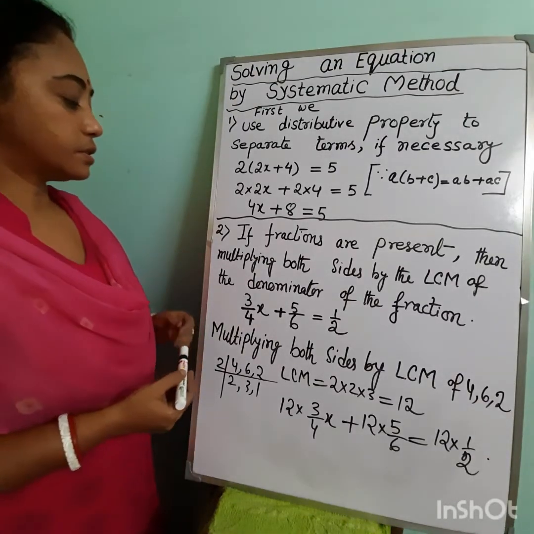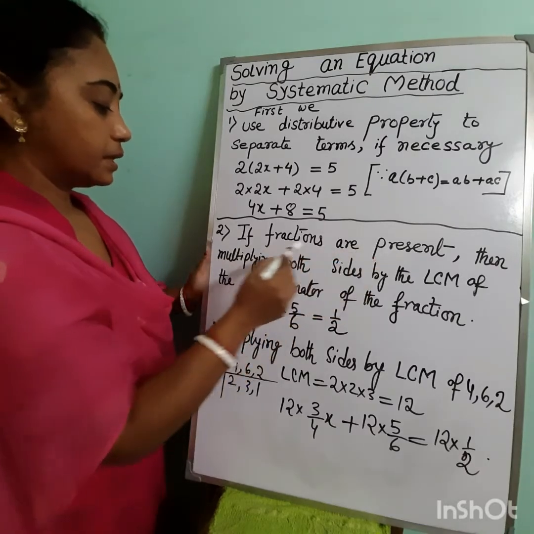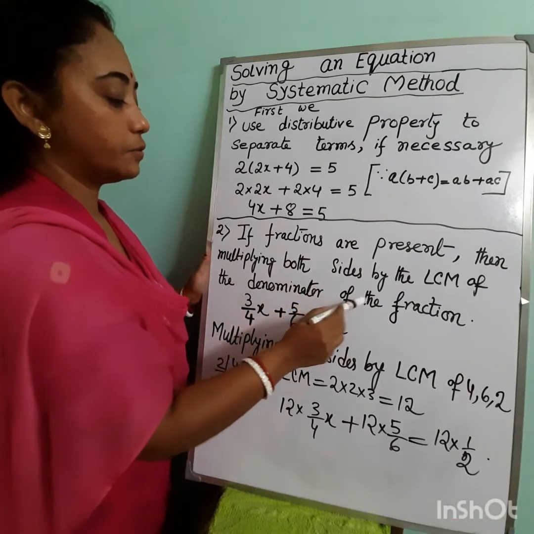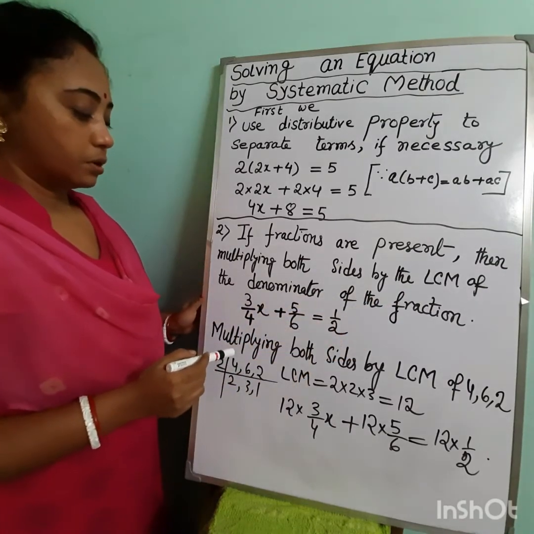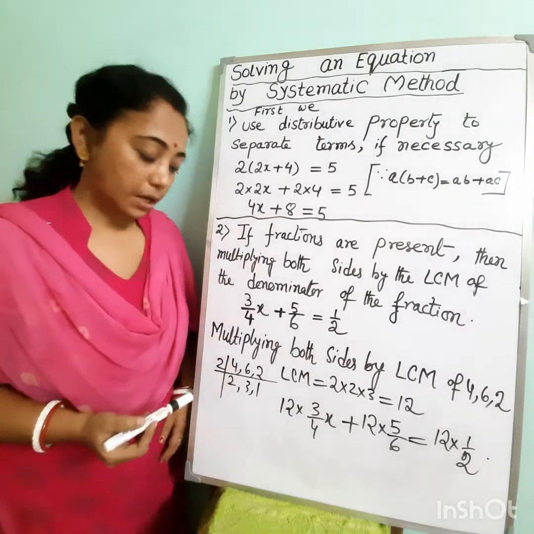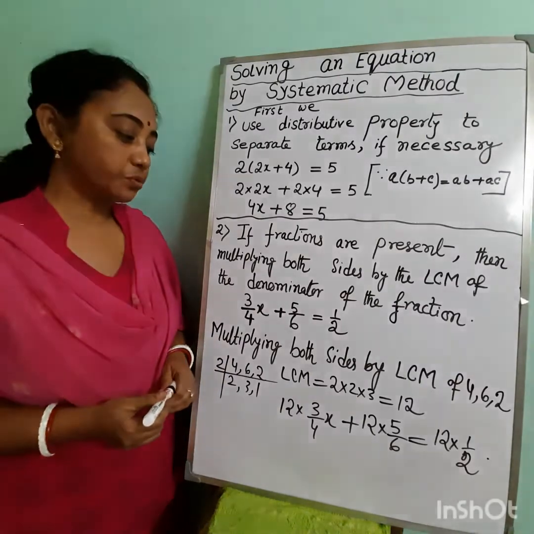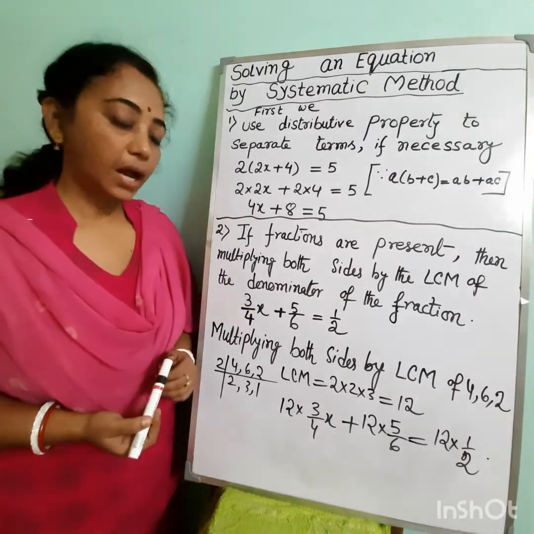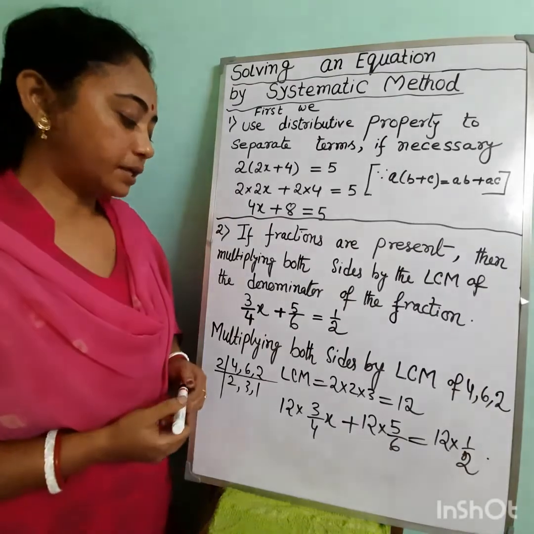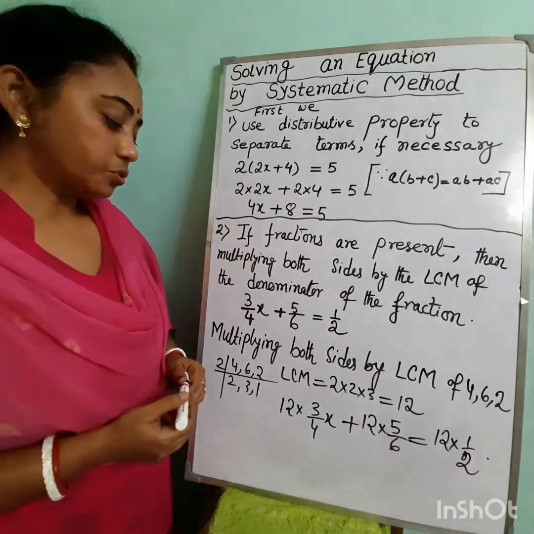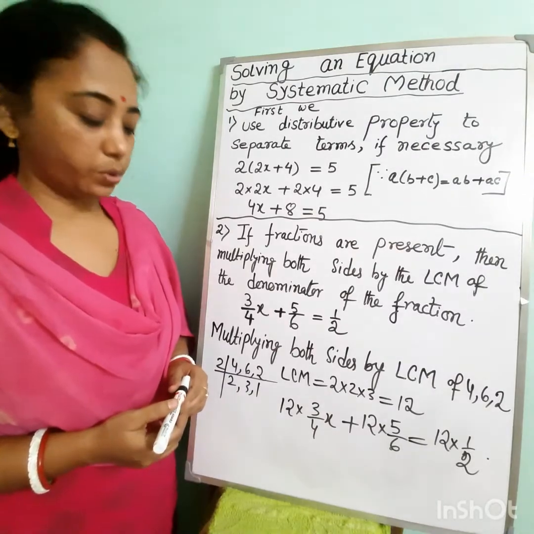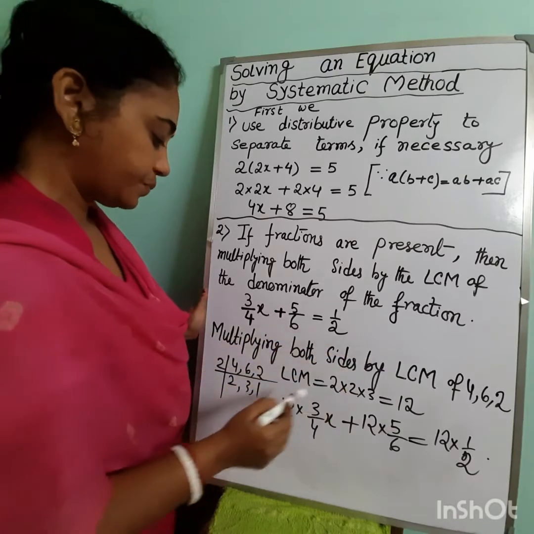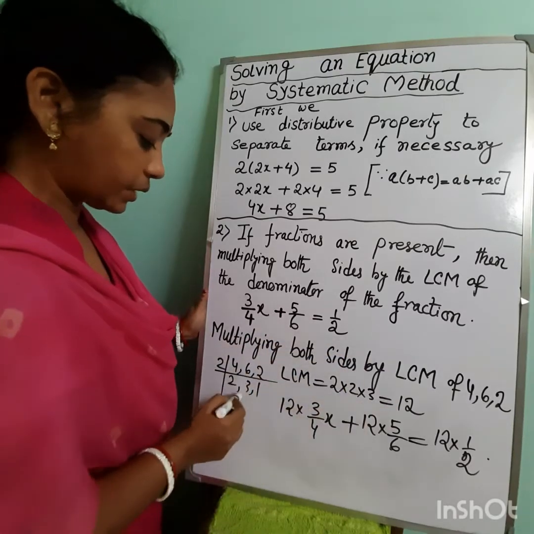Next, we see if fractions are present, then we multiply both sides by the LCM of the denominators of the fractions. So, if fractions are present in an equation, first we find the LCM of the denominators of the fractions, and we will then multiply both sides by the LCM to remove the fractions from the given equation. So here, multiplying both sides by the LCM of 4, 6, 2. So here the LCM is 12 after calculations.